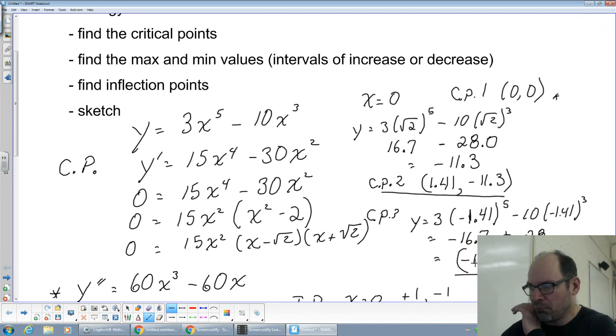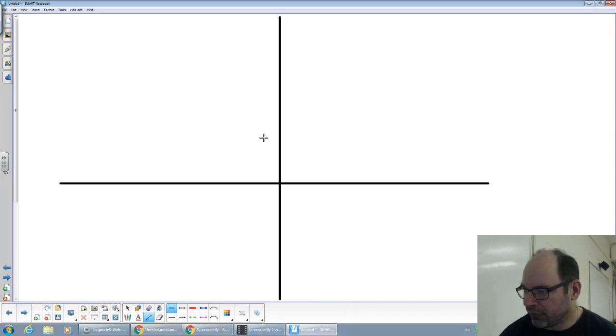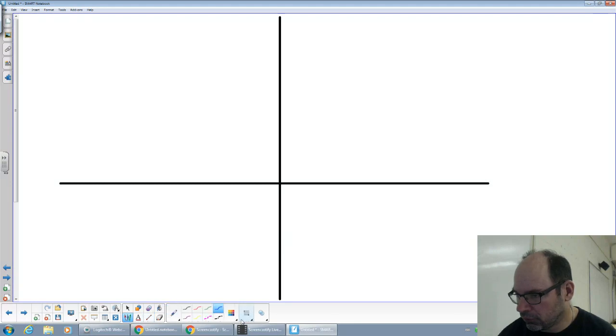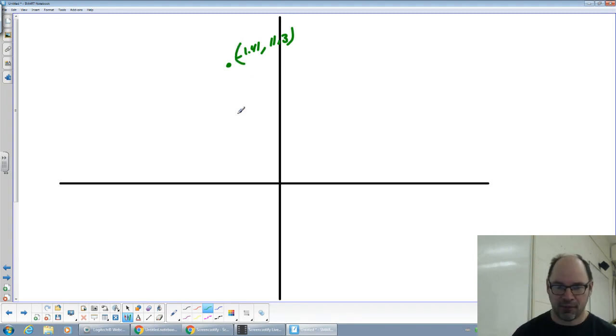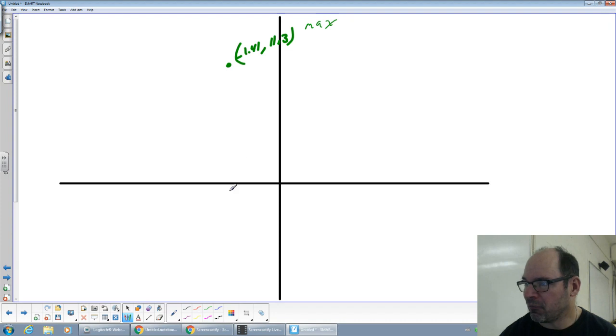Negative 1.41, positive 11.3. Okay, so we'll go back there, put that in. So negative 1.41, it's about there. We'll sketch this in green. And 11.3. So that's our max value. Negative 1.41 and 11.3. Okay, that's one max value that we had, so we'll label that max. Okay, and then we had the min value at positive 1.41 and negative 11.3.